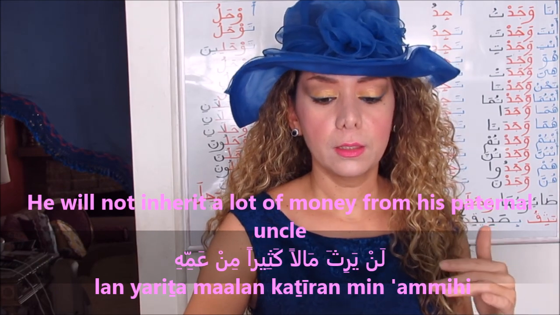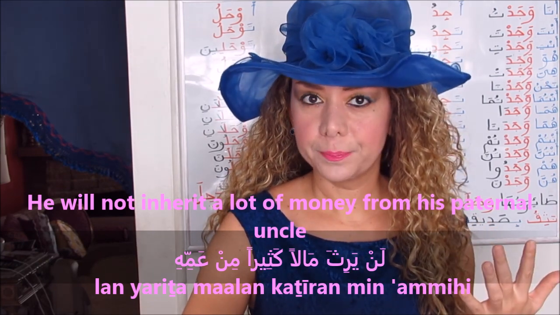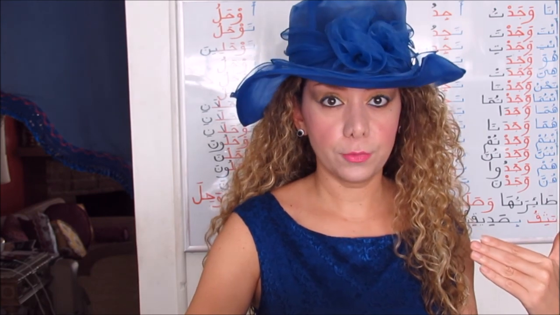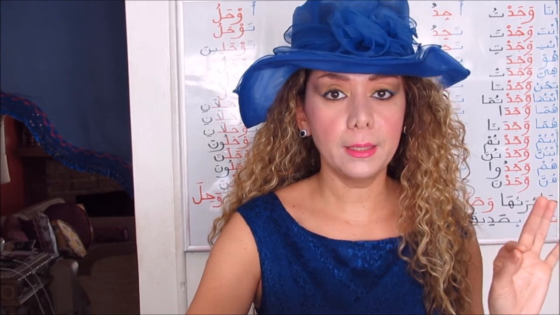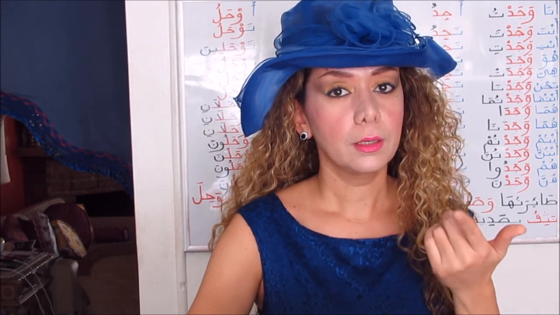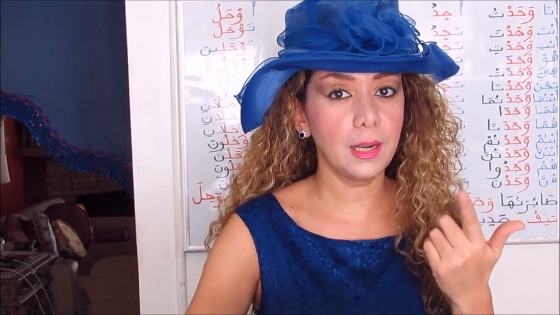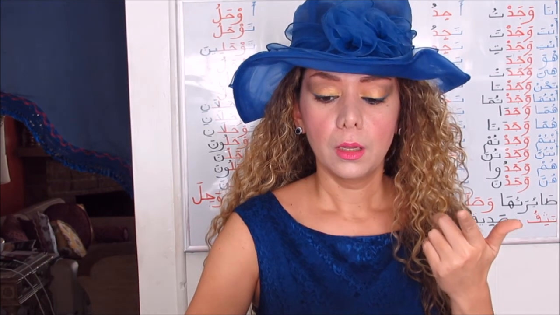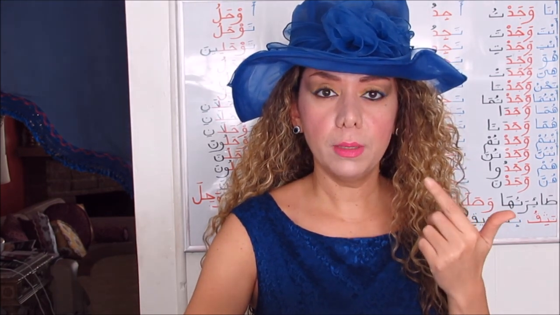مالا كثيرا. مالا, money. Alright, this is the object of the verb waritha. That's why it is in the accusative. And since this is indefinite, it has a tanween. مالا كثيرا, كثيرا is its modifying adjective, matching in the case. Alright, so كثيرا means a lot. Alright?